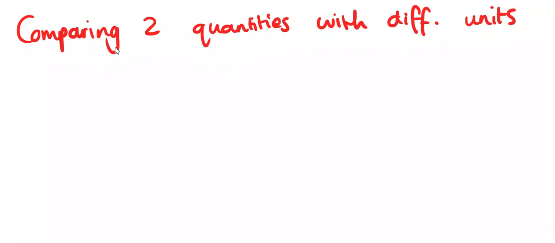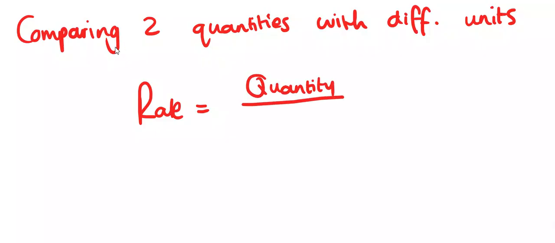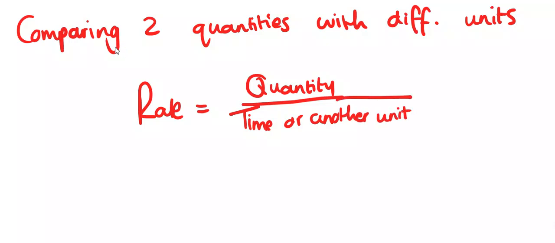It's what it compares. In order for us to get the rate, we have a formula that we can use. We can use the formula that says rate is equal to the quantity divided by the time or another unit. It depends on the question. We'll look at some examples in a bit, but that's how you would normally get your rate.